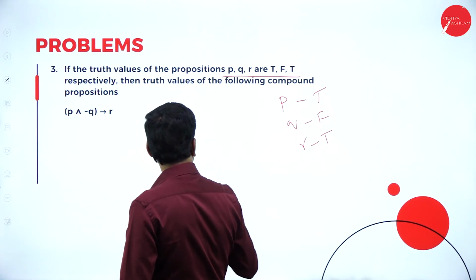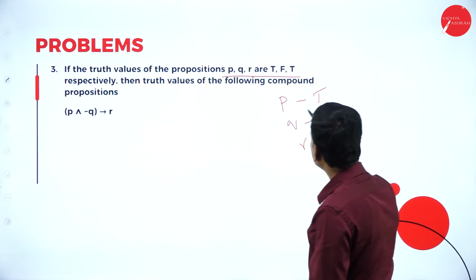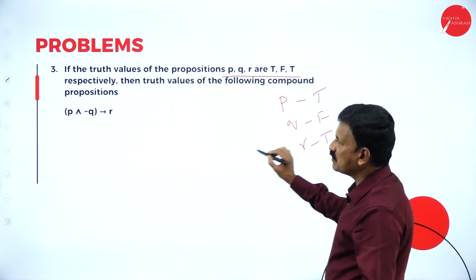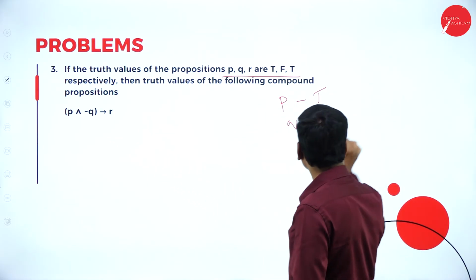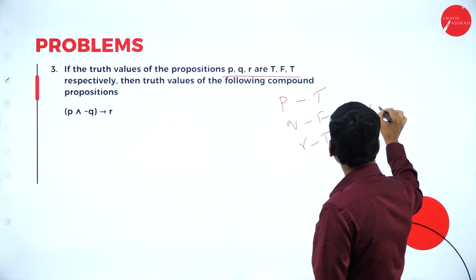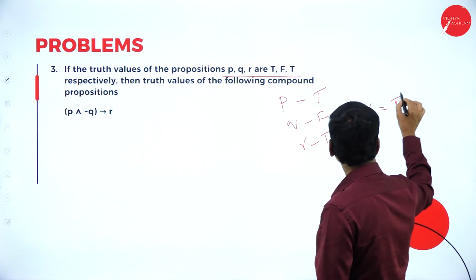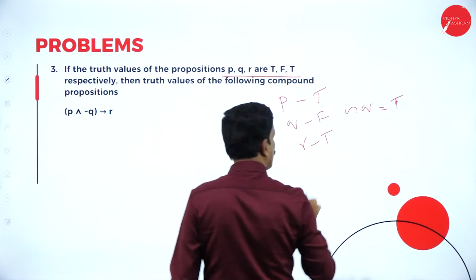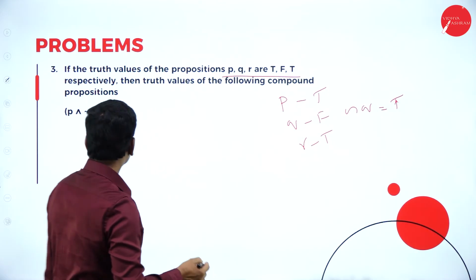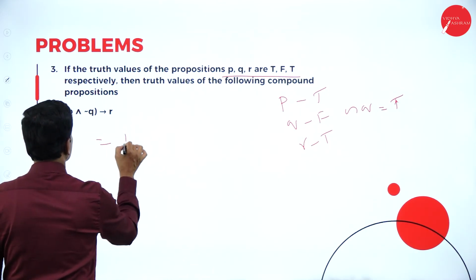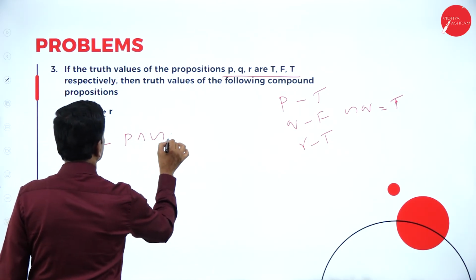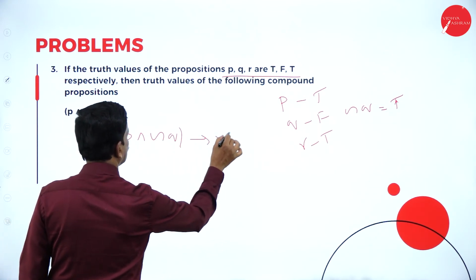Now, what is given here? P is given, P is true, then Q is given. So we have to find negation of Q. So what is negation of Q? Negation of Q is nothing but true, because what is Q here? False. Negation of false is true. So this can be written as P conjunction negation Q conditional to R.